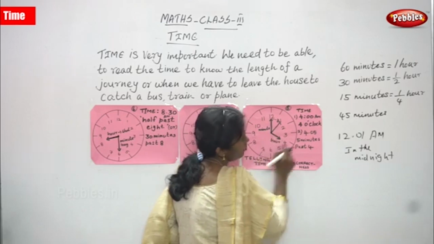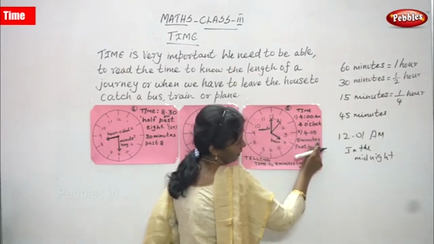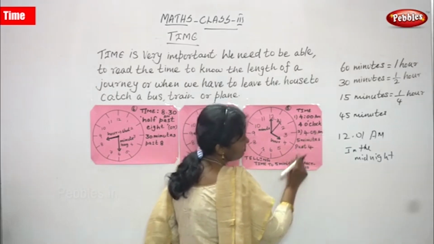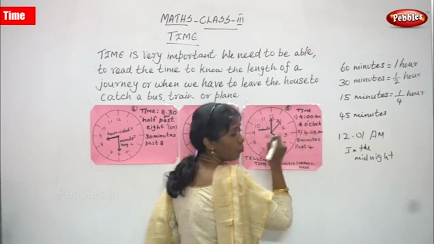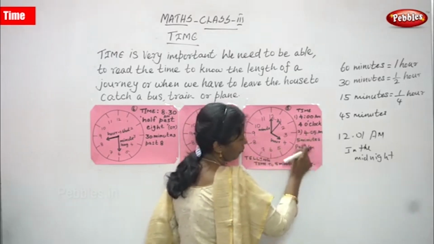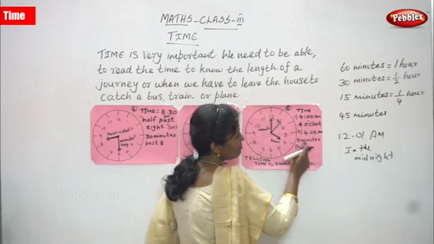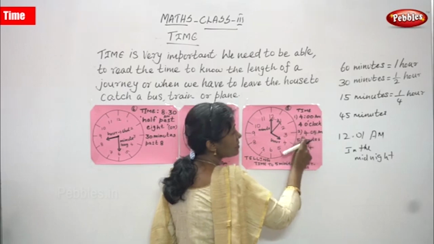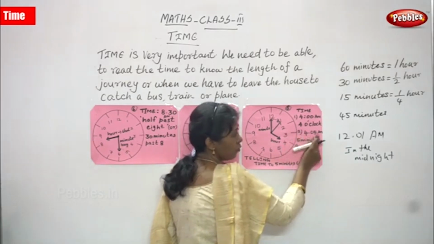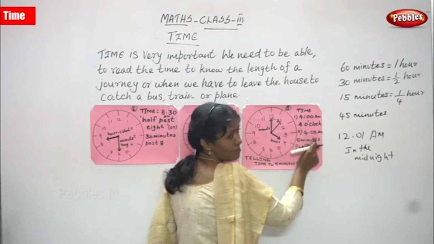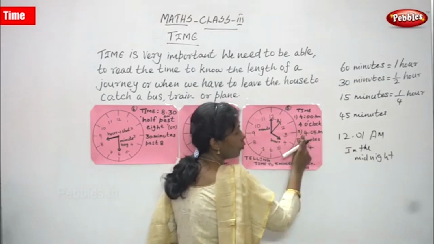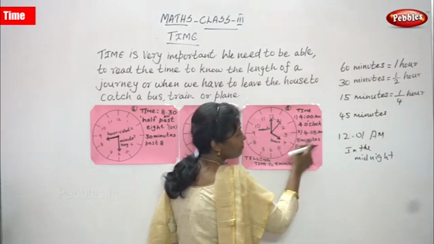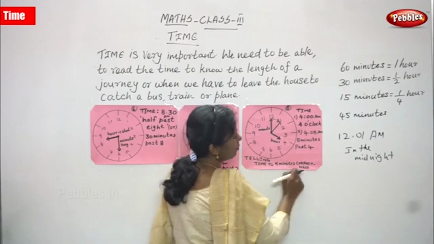So now the time is 4:05, 4:05 a.m. This is the writing methodology. While you read, you say 5 minutes past 4. 5 minutes past 4 means 4:05, that is 4 hours 5 minutes. How are we going to write it? 4:05 a.m. While you read it as 5 minutes past 4, this is telling time to 5 minutes correctness.